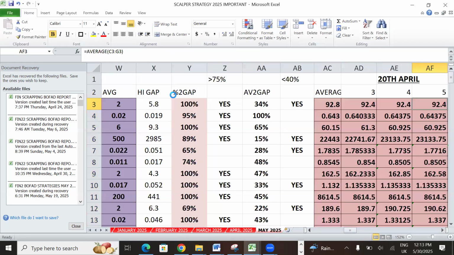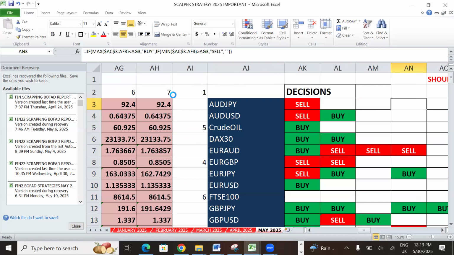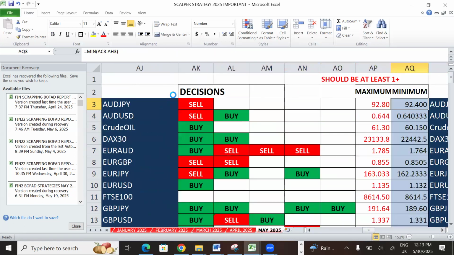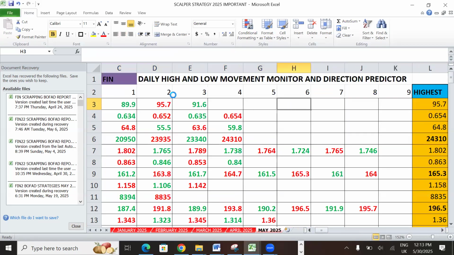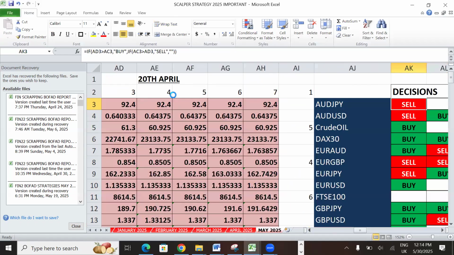So let's go and look at the direction again. So you can see ADJPY is a sell, which means anything above 92.8 is a sell. And then the market comes down. So you can see the market came down to 91.6. Okay. Let's look at that one.